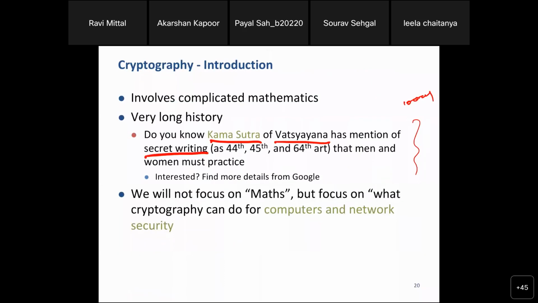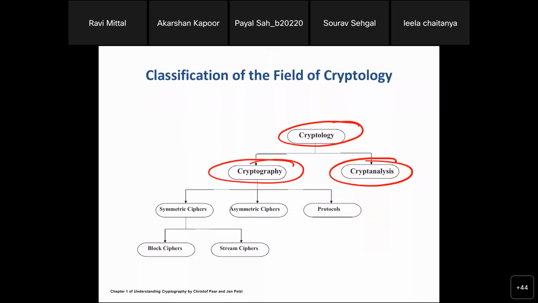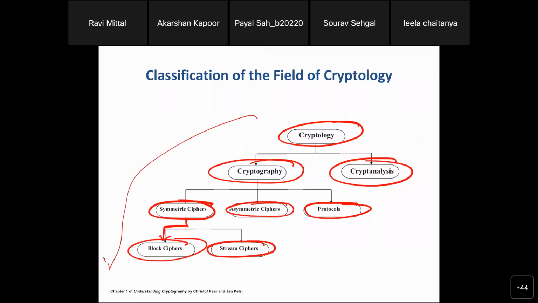In this course we'll not worry about mathematics, we'll worry more about the concepts, because once we go into mathematics, it will take 10 to 12 lectures and we don't have so much time. If you are interested in mathematics, you can read some books or approach your theoretical computer science faculty members who have expertise in this. So cryptology has two main fields, cryptography and cryptanalysis. In cryptography, we will learn about symmetric ciphers, like what we do once keys have been exchanged, or asymmetric ciphers that we use for key exchanges, and the protocols. Symmetric ciphers are of two types, block ciphers and stream ciphers. We'll study all this in the course. We'll not get into cryptanalysis, how to break a crypto algorithm.